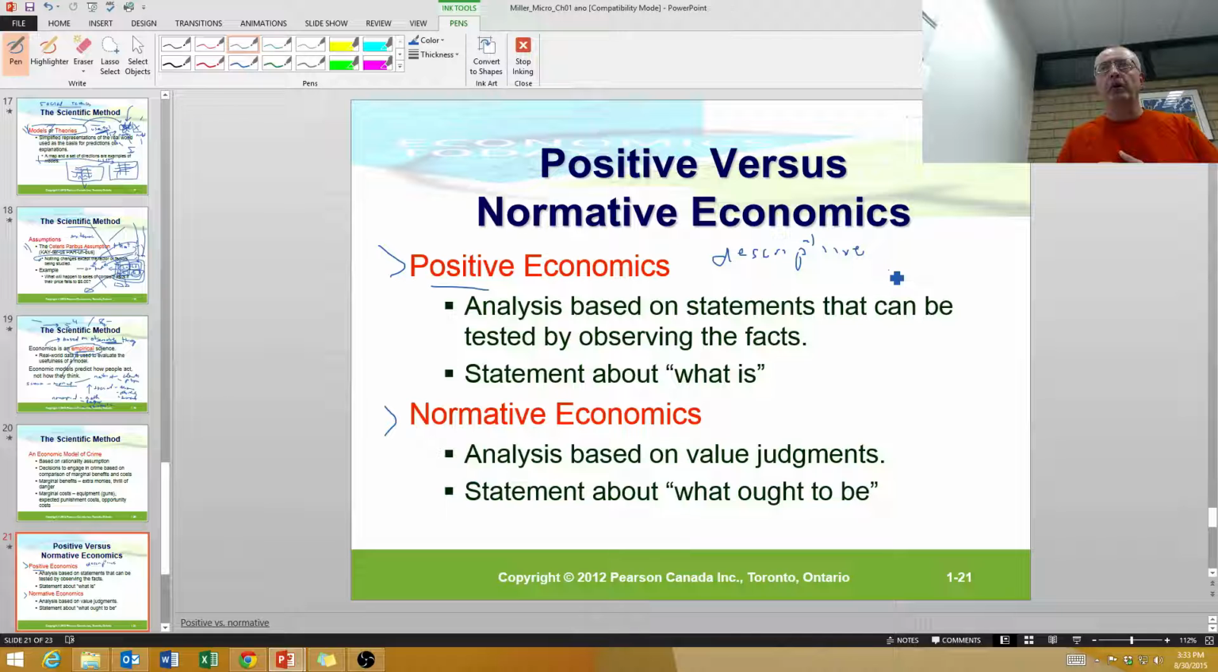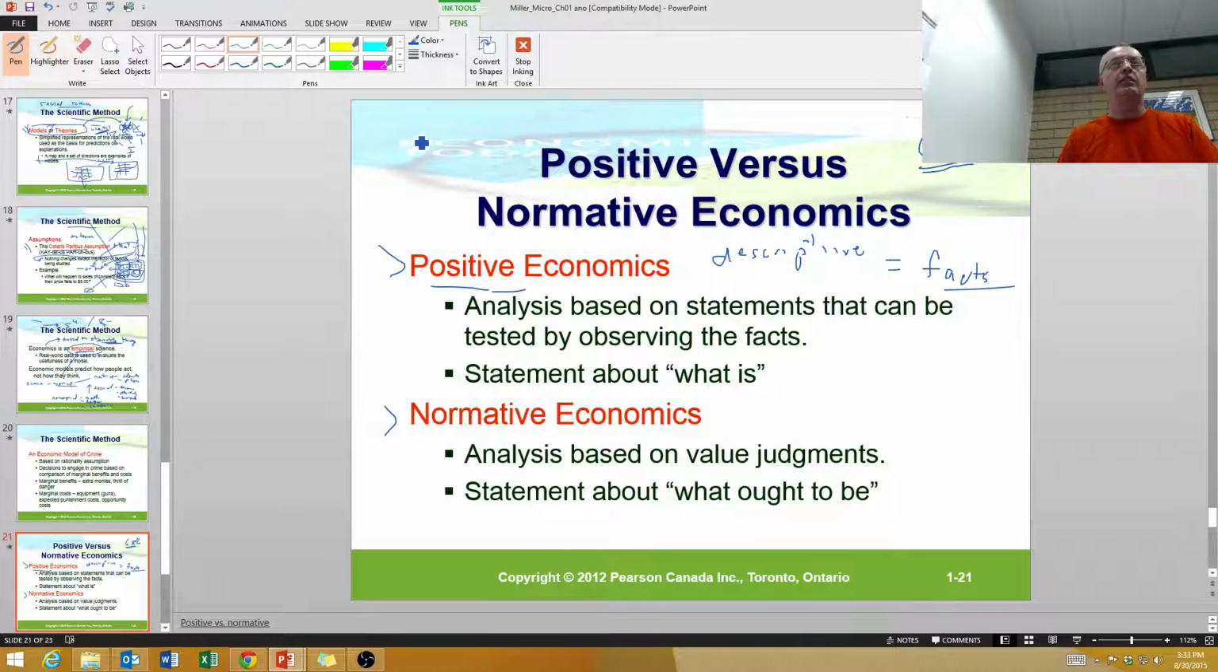And so it corresponds to facts. What's the unemployment rate in Canada right now? Well, it's 6.8%. Why is it 6.8%? Because Statistics Canada goes out and does a survey across the country in all the big cities every month, and they observe it, saying that the unemployment rate in Canada is 6.8%. That is a fact. That's part of positive economics.